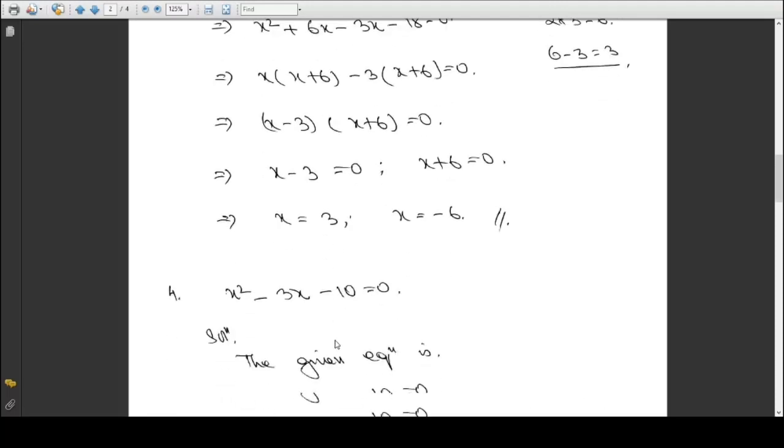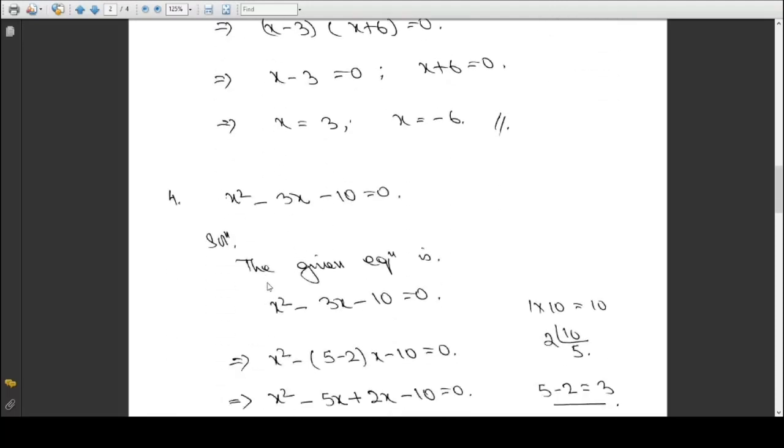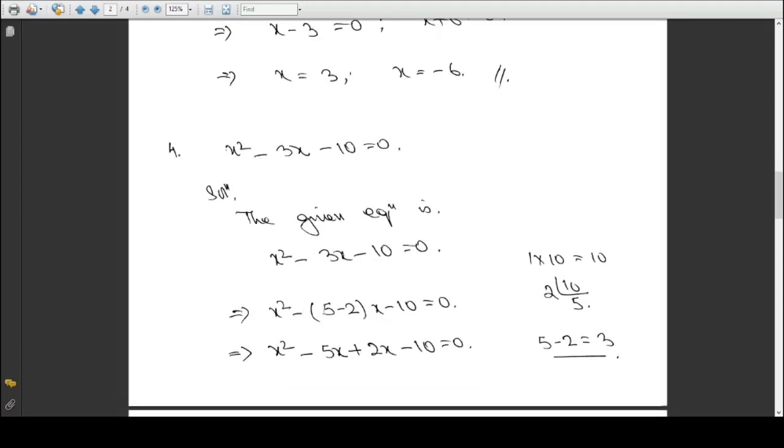Next we move to the number 4. The given equation is this one. The coefficient of x square here is 1, constant is 10, 1 multiply 10 is 10, and the factors of 10 are 2 and 5. Now you need 3 as a middle term. How you will get? 5 minus 2 is 3. Therefore instead of 3, what you write? 5 minus 2.